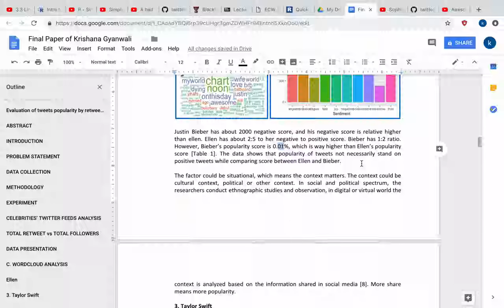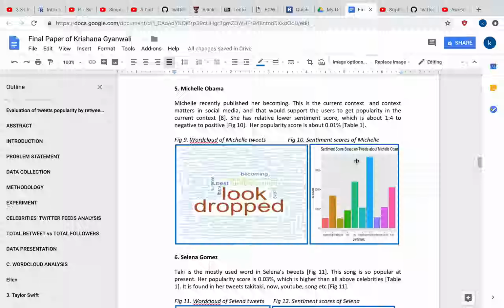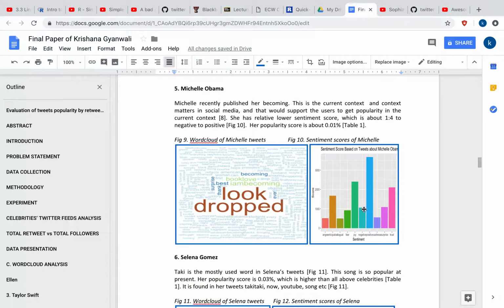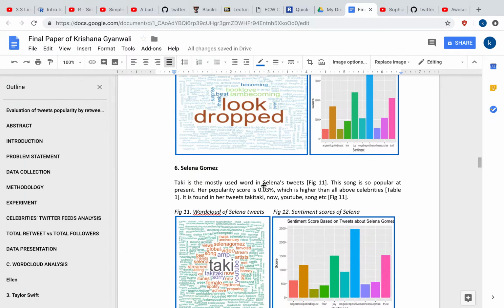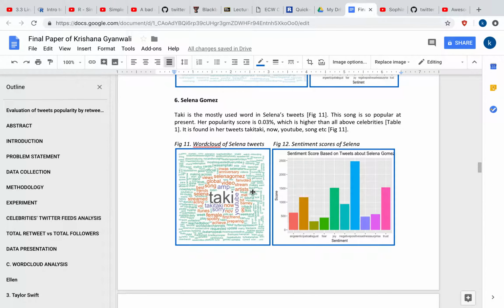Michelle Obama has more than 3,500 positive score, and a little more than 1,000 negative score. If we check the word cloud information, it shows "becoming", which I think is her recently published book. That is what she talks about, and a lot of people retweet about that. And Selena Gomez, whom I highlighted earlier, has Taki, the popular song right now on YouTube. A lot of people like this song, and its views are getting higher attention.